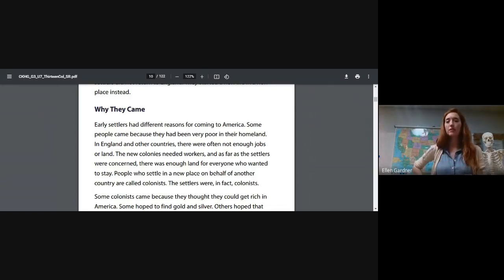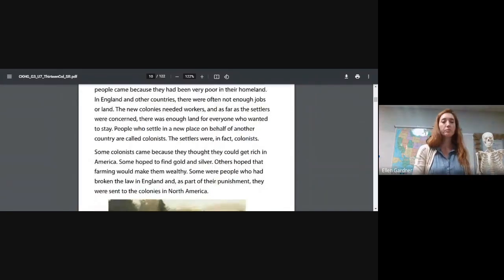Now, early settlers had different reasons for coming to America. Some people came because they had been very poor before in their homeland. In England and other countries, there were often not enough jobs or land. The new colonies needed a lot of workers, and as far as the settlers were concerned, there was enough land for everyone who wanted to stay.